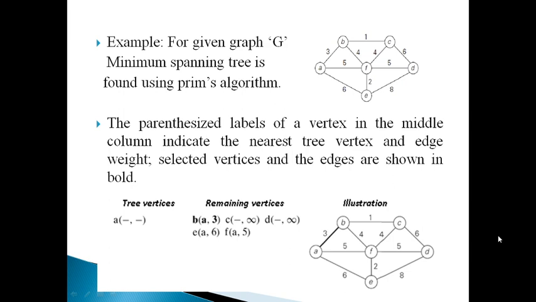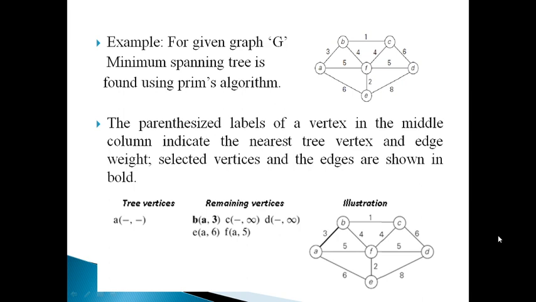So initially we have taken A. From vertex A, directly we can reach B, F and E vertex. In the middle column it is shown that B can be reached from A with a weight of 3. Similarly, E can be reached from A with a weight of 6 and F can be reached from A with a weight of 5. C and D vertex can't be reached directly from A.